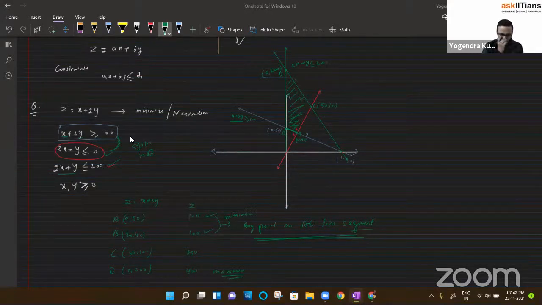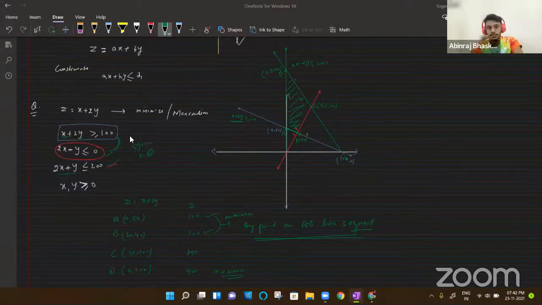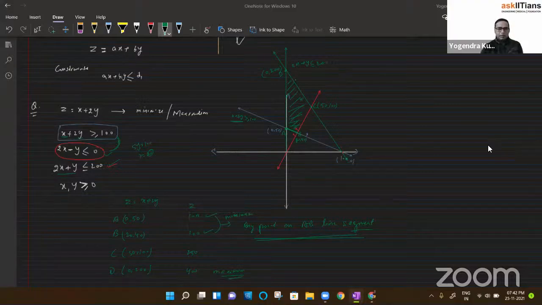One more question: in an LPP, the objective function is always linear, quadratic, or cubic? It will always be linear. Remember that.